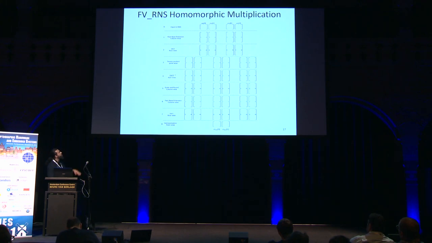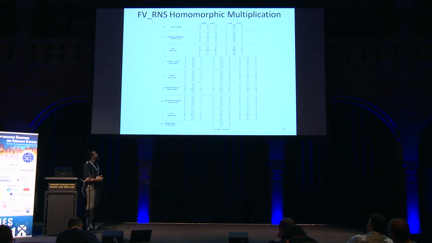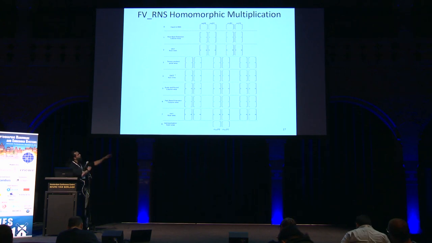As you can see, we start with the ciphertext. Each ciphertext is two matrices. And for the RNS tools, these matrices will double in size. And then we do the DGT row-wise for each matrix. We do the tensor product, and then we go back to the RNS domain to do the scale and round. And then we do the fast base extension, go back to DGT to do the relinearization.